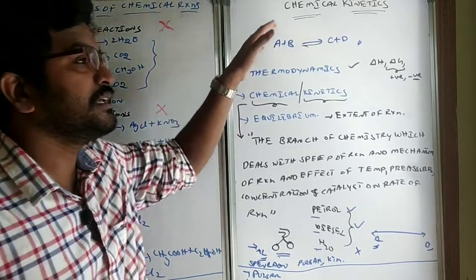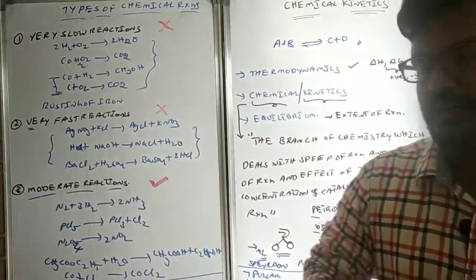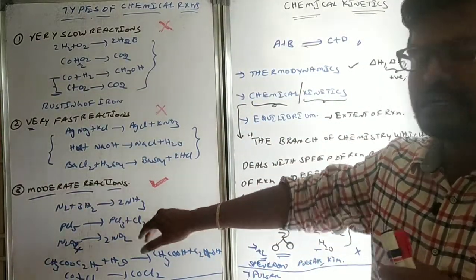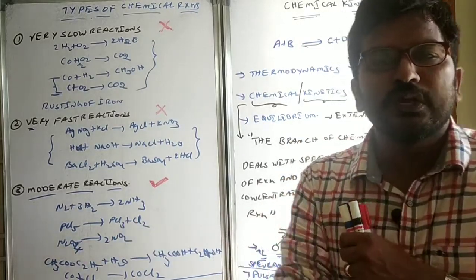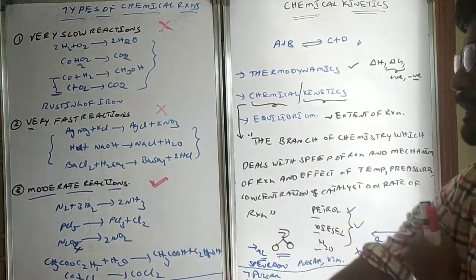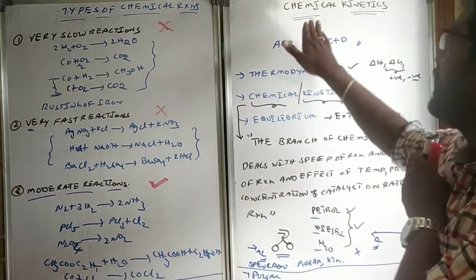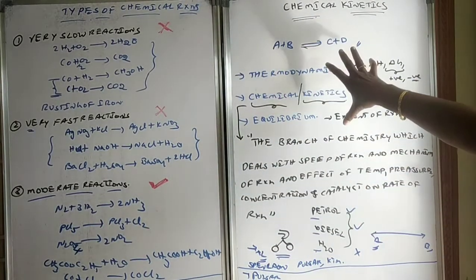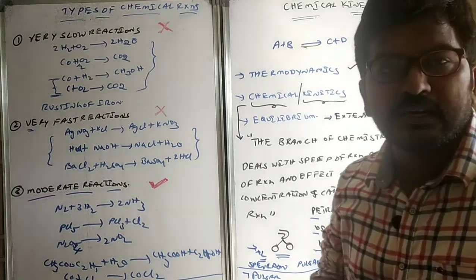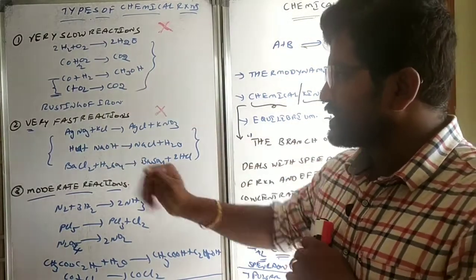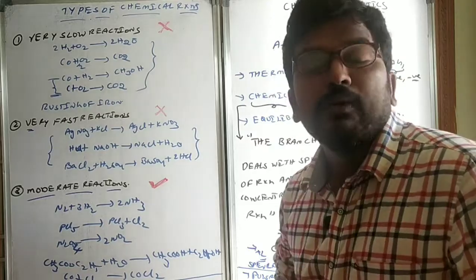Like this, we can study chemical kinetics. Whatever reactions I am writing here, we are going to study all of them in our future videos. So this is regarding what chemical kinetics is, what the basic terminologies in chemical kinetics are, and what very slow reactions, very fast reactions and moderate reactions are.